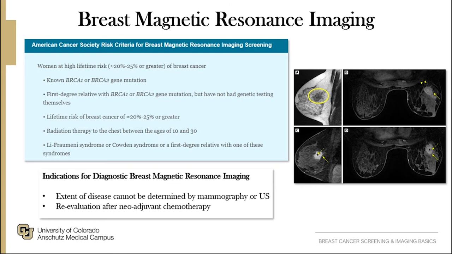Some examples of this patient population include women with known BRCA1 or BRCA2 gene mutations, those with first-degree relatives with BRCA1 or BRCA2 gene mutations but have not had genetic testing themselves, patients who have undergone radiation therapy to the chest between the ages of 10 and 30, and those with Li-Fraumeni syndrome or Cowden syndrome, or who have a first-degree relative with one of these syndromes. In contrast, the indications for diagnostic MRI are typically for known breast cancers, to evaluate the extent of disease that cannot be determined by mammography or ultrasound, or for reevaluation after undergoing neoadjuvant chemotherapy.